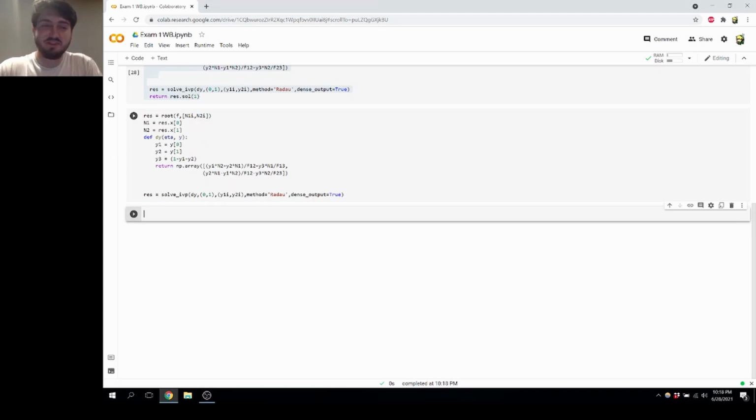I'm always scared when I press shift enter. It makes me worry that something's going to go wrong. Coding is my favorite.